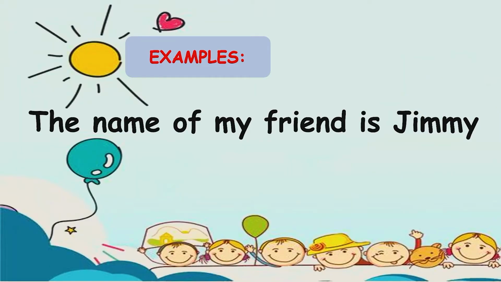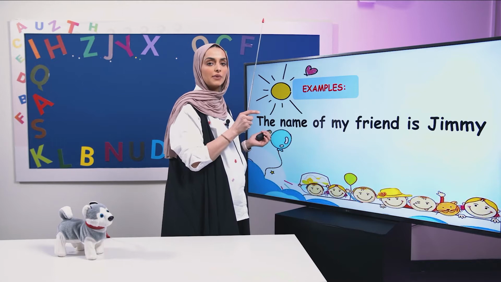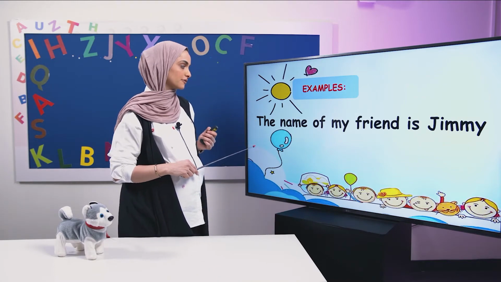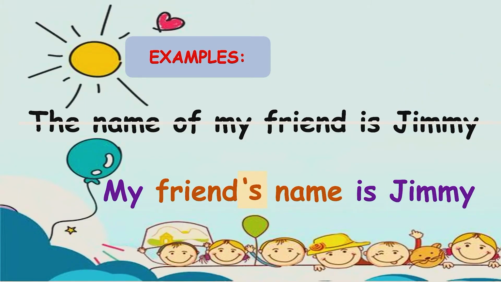The name of my friend is Jimmy. Let's make it shorter and say it in a better way. My friend's name is Jimmy. One more time. My friend's name is Jimmy.